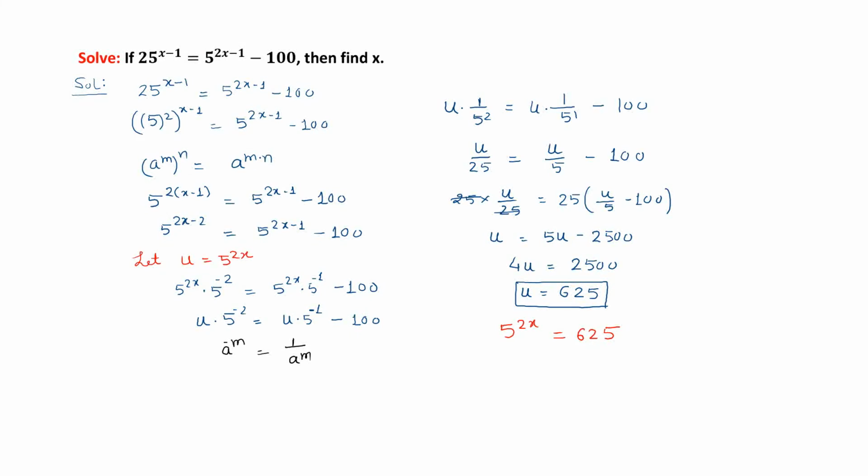So now we need to write 625 with base 5. So let's factor 625. If we divide 625 by 5, we will get 125. And again dividing by 5, and so on, we can write 625 as 5 to the power 4.